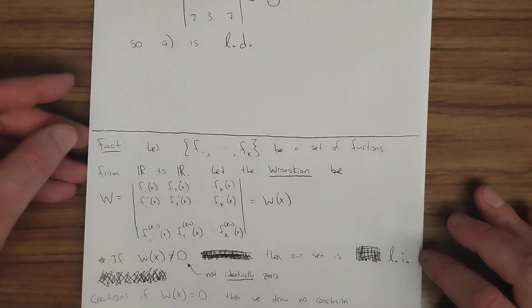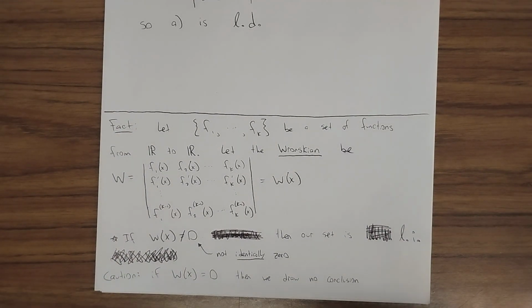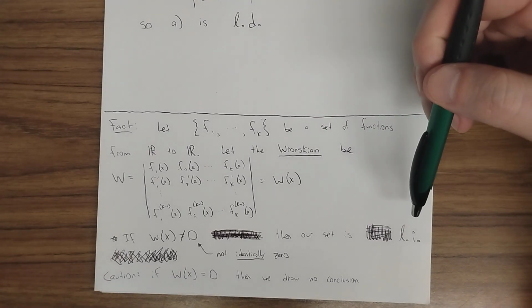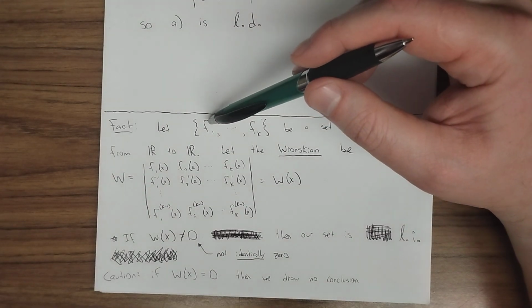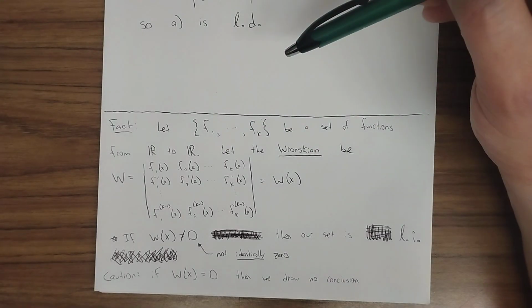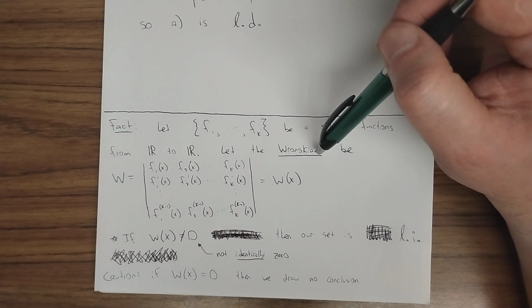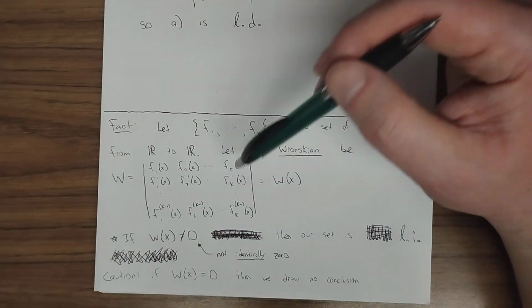Let me give you a shortcut for telling whether a set of functions is linearly dependent or independent. I have to be careful about how I say this. So here goes. Say I have k functions from the reals to reals. We define this thing that we call the Wronskian, which is the following determinant.